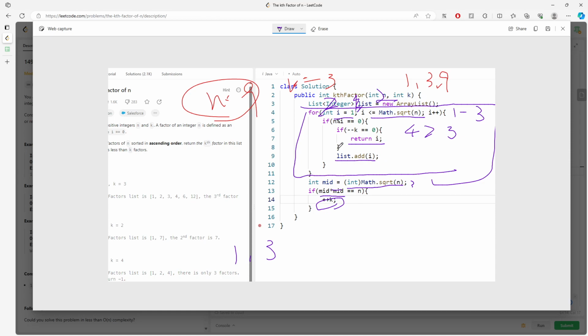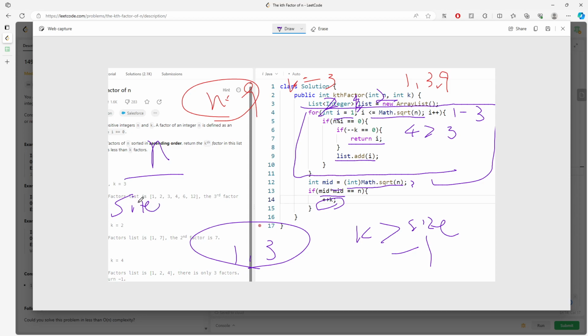Alright, so now we need to make sure our k is less than or equal to the size of the list, right? If k is greater than the size of the list, we know that this is not a valid k, and we return -1. Else we need to return n divided by the value in here. So the value in here is going to be list.get(size minus k).